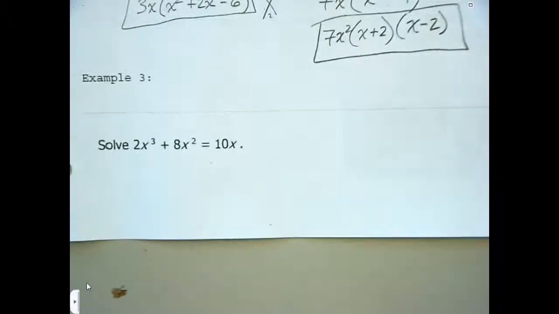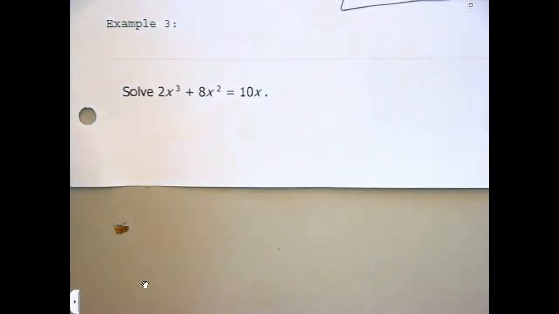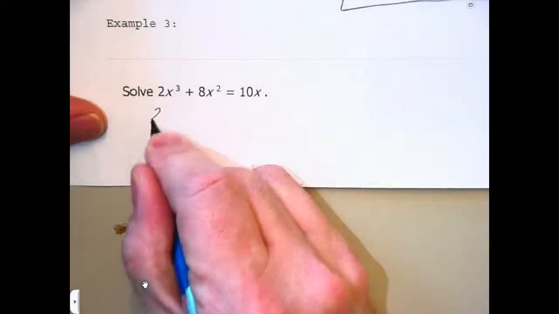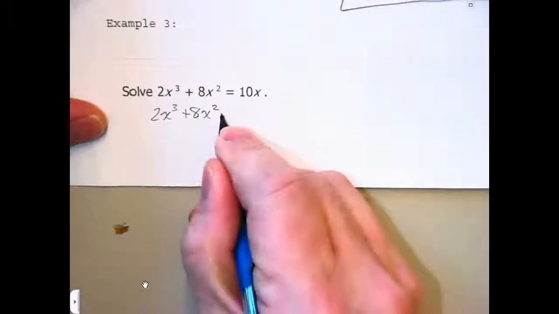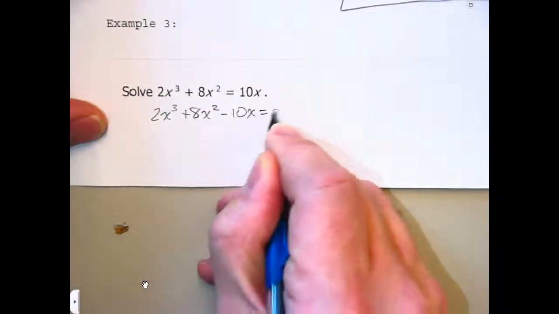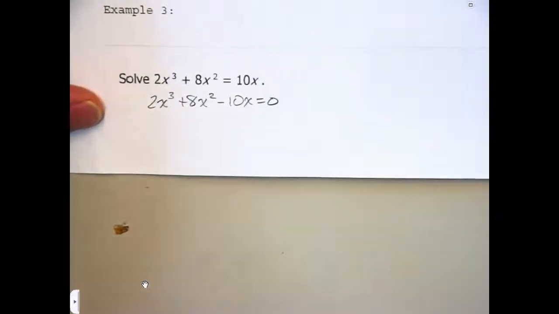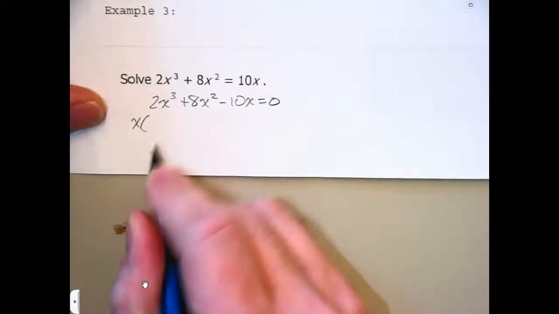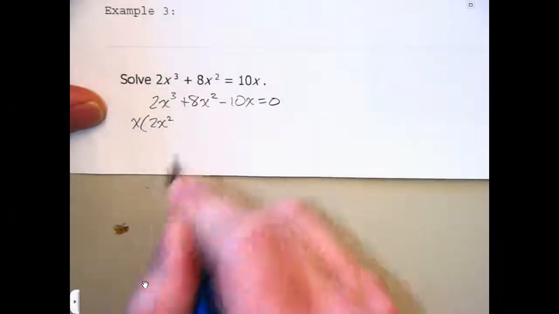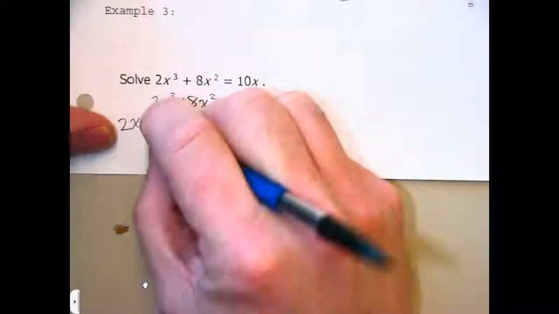Okay, example 3. Give it a go. Hey, what's the first thing I need to do to solve? Subtract 10x. We need to get it set equal to 0. So if you didn't remember that, make a note to yourself. Now what? Greatest common factor is x. Oh, it's 2x.